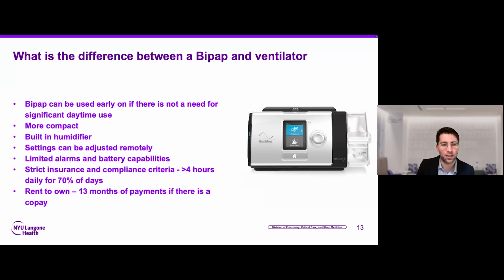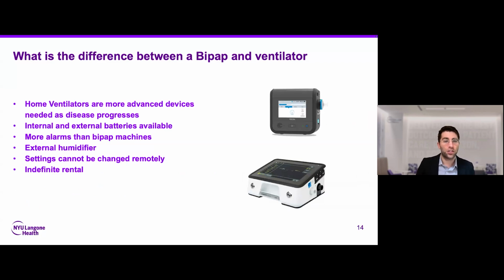A BiPAP device, after 13 months of monthly payments, as kind of an insurance copay, the patient actually owns that device, and there's no ongoing payments. Contrast that to the ventilator, which you see two models of home ventilators here. They're very sleek devices for the most part. They have nice touch screens and whatnot, and are a little bit bigger in general than BiPAPs, but still relatively portable. But they are able to be used on a more continuous basis than the BiPAP devices, and most importantly, they have internal batteries as well as external batteries potentially that allow them to be used continuously if you're away from a wall socket, if you're out and about traveling during the daytime. So that's an important feature of a ventilator.